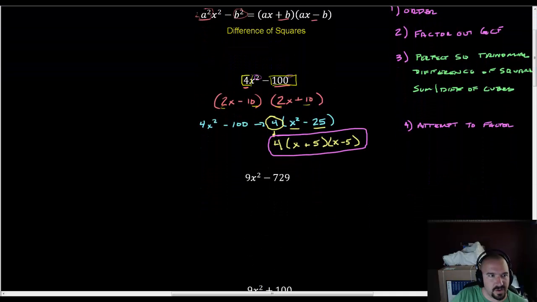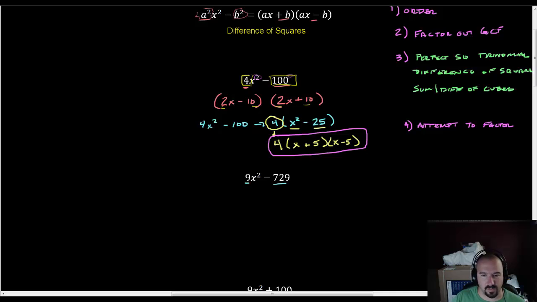All right, so we have 9 and 729. Step number 1, is it in order? And the answer is yes. It is in order. Okay, well, now let's try something else. Well, 9 is a perfect square. Is 729 a perfect square?